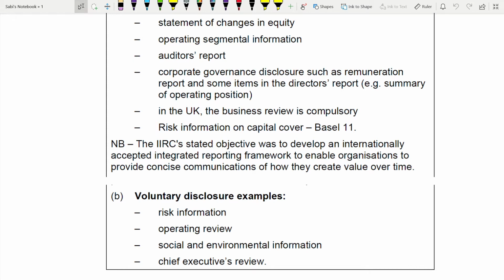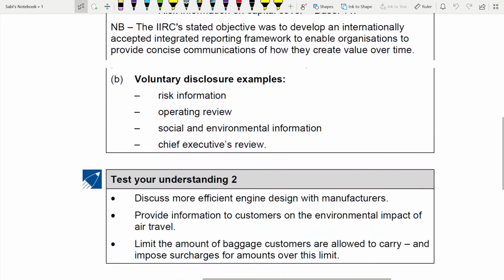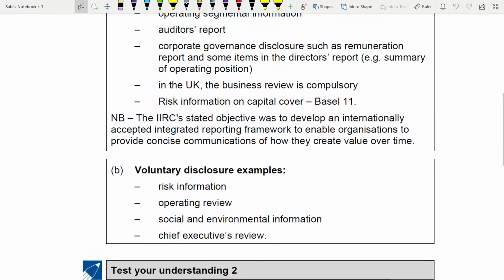Okay. Next, voluntary disclosure is something where you have a choice. These are the four examples. Risk information, where you give the risk of your product, how risky it is. Then operating review, then social and environmental information, voluntary, not yet mandatory, and chief executive's review. So these are some voluntary disclosures. Now let us go into the detail of voluntary disclosure.